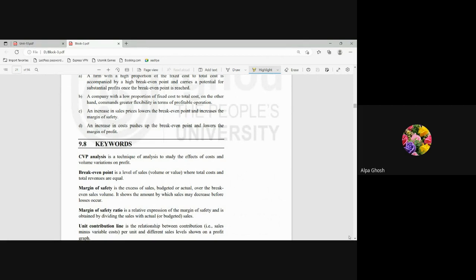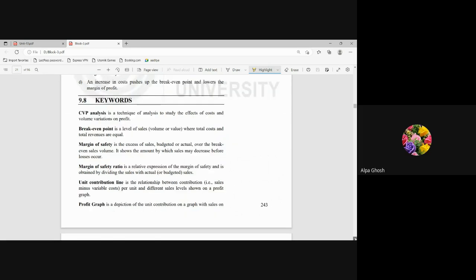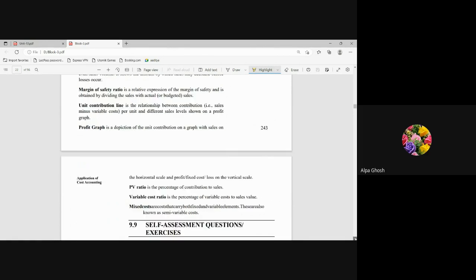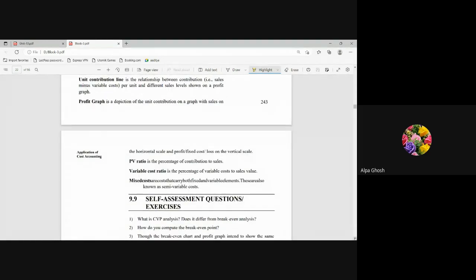What it is, a change in the fixed cost and variable cost is going to bring a noticeable change in your profit. Break-even point, the level of sales where your total cost is equal to your total sales or total revenue. Margin of safety, it is your sales minus break-even. Margin of safety ratio, it is the formula. PV ratio, it is the percentage of contribution to sales. If the percentage is 20% of contribution to sales, that means it will be 20% of sales.